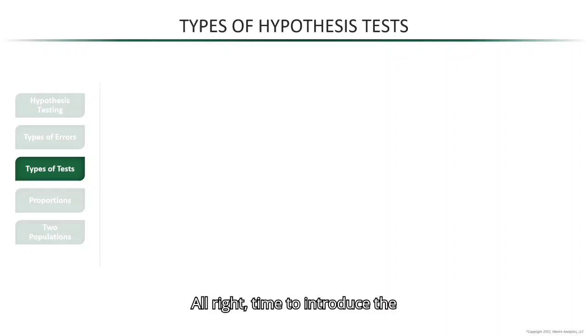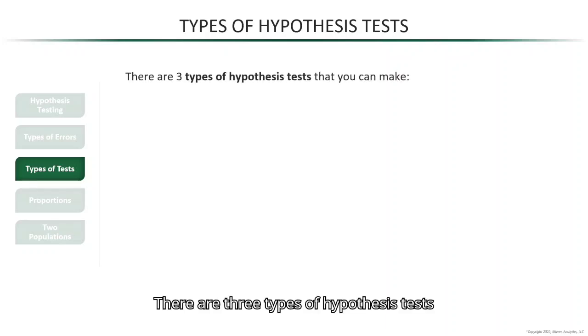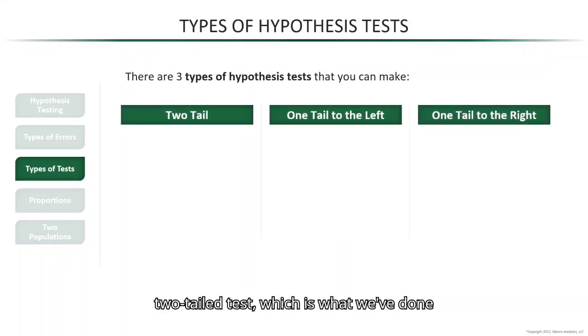Alright, time to introduce the different types of hypothesis tests. There are 3 types of hypothesis tests that you can make. You can make a two-tailed test, which is what we've done already, or you can make a one-tailed test, which can be either to the left or to the right.